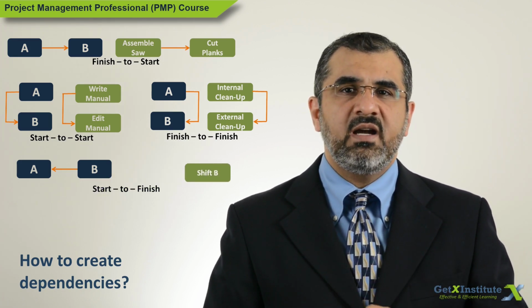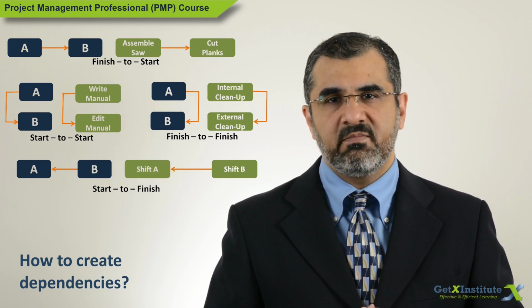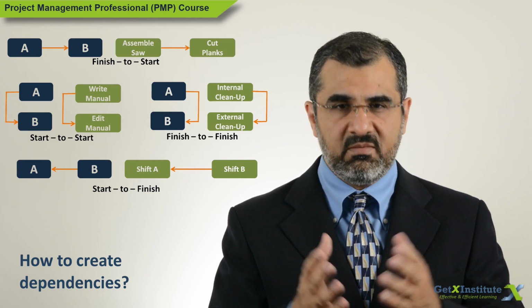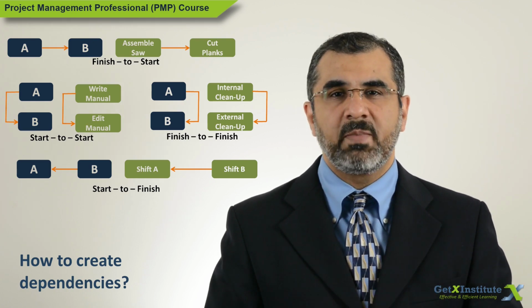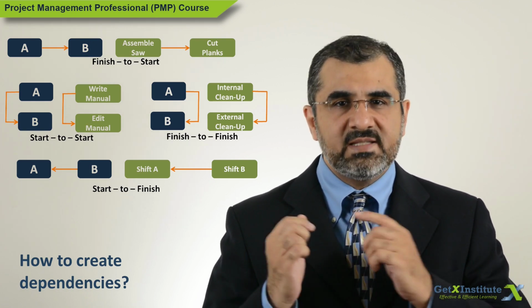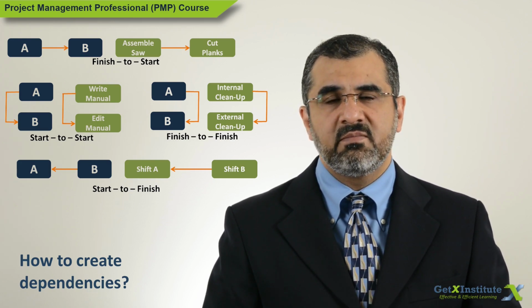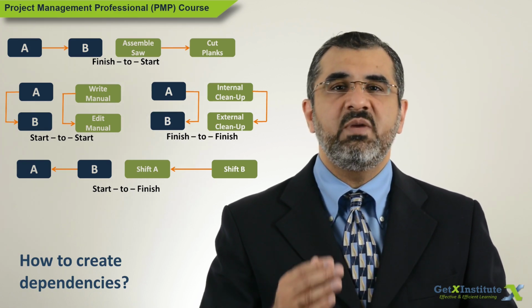A security guard finishes the shift, which is called shift A, at 5 p.m. and the other security guard starts the next shift B at the same time at 5 p.m. There cannot be a gap between the two. What will happen if the second security guard is late and did not arrive on time? Shift A will continue and will only finish when shift B has started.